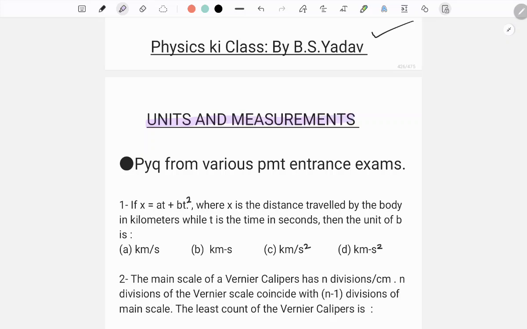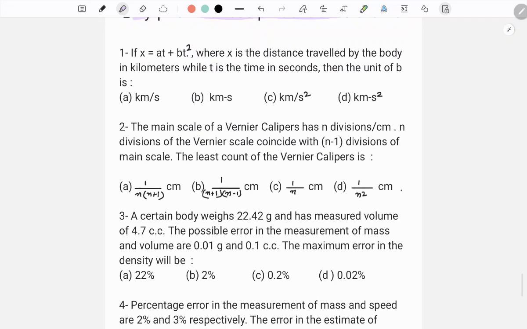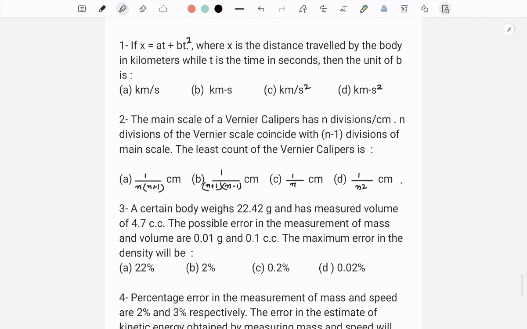Units and measurements. PYQ from various PMT entrance exams. Question number 1. If x is equal to at plus bt square, where x is distance travelled by the body in kilometers while t is in the seconds, then the unit of b is kilometer per second, kilometer per second square, kilometer second square.